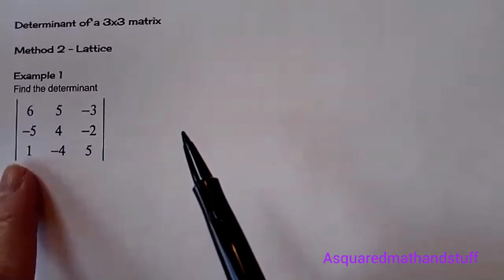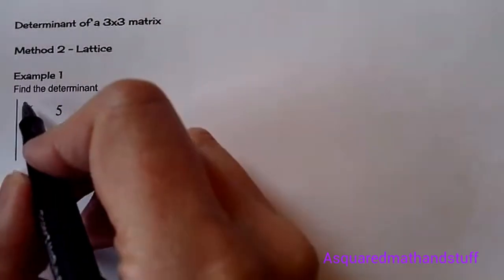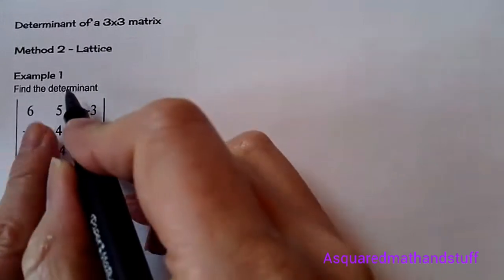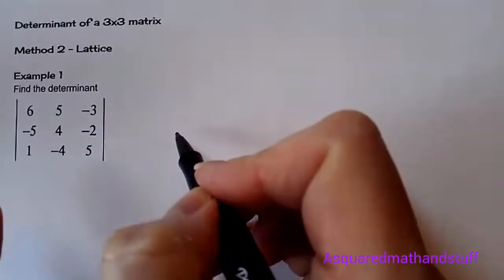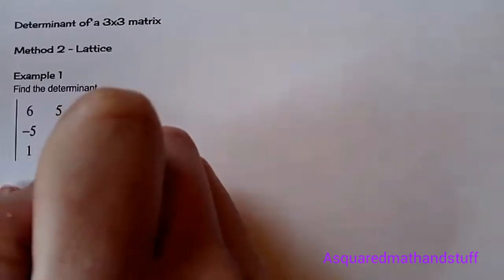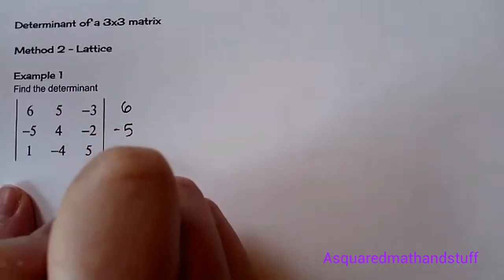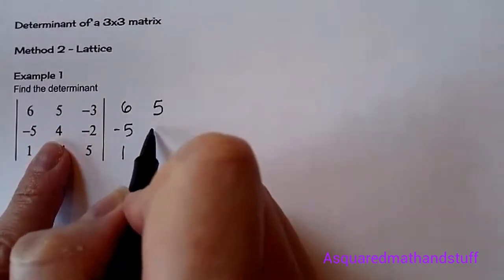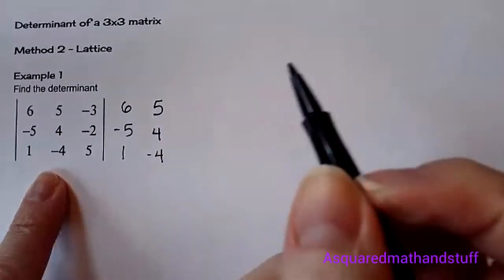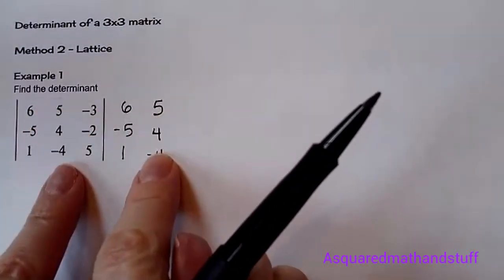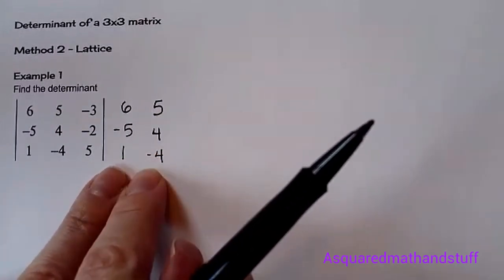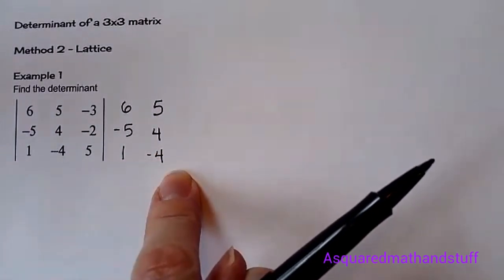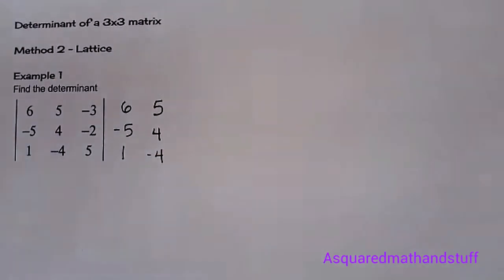And by expand, what we're going to do is copy column 1, and then we're going to copy column 2 over here. So let's recopy column 1, and it's 6, -5, 1. And let's copy over column 2, so 5, 4, and -4. So again, I've just expanded this matrix by duplicating column 1 and column 2. And once we have that, we are able to create this lattice method of multiplying, adding, and subtracting.